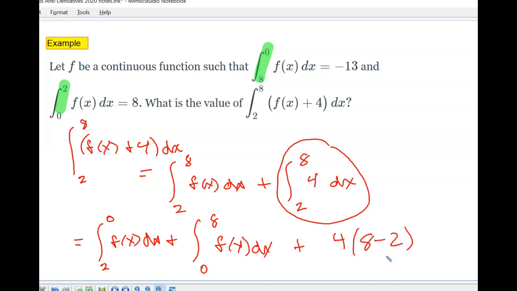Okay, so now to finish this one off, the integral from 2 to 0 is the negative of the integral from 0 to 2. So this is going to be negative 8 plus the integral from 0 to 8, which is going to be the negative of negative 13, which is positive 13, plus 4 times 6, which is going to be 24. And if I work that out, I am going to get a total of 29 as my answer.